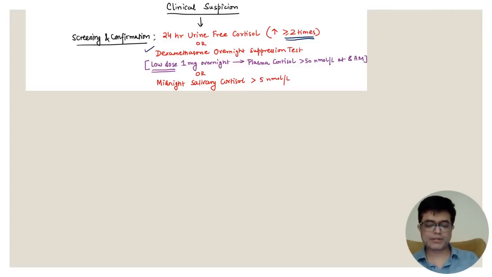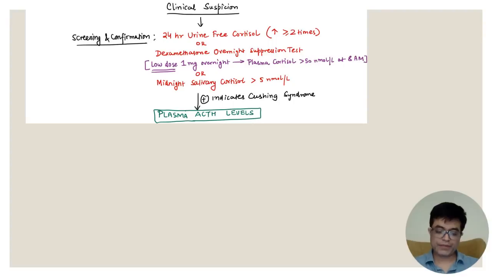So low dose dexamethasone, how do we do it? We give 1 milligram of dexamethasone overnight about 8 p.m. or 9 p.m. and then at 8 a.m. in the morning you check for plasma cortisol. In a normal patient, the plasma cortisol level should fall down. But if the patient is having sustained cortisol more than 50 nanomoles per liter or still more than 2 times at 8 a.m. in the morning, that will be a positive test. Or if you find that the midnight salivary cortisol is more than 5 nanomoles per liter, that is also suggestive of Cushing syndrome in the patient. So if any of them is positive, that indicates Cushing syndrome.